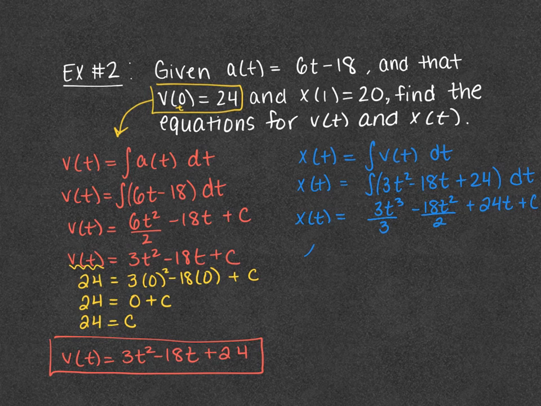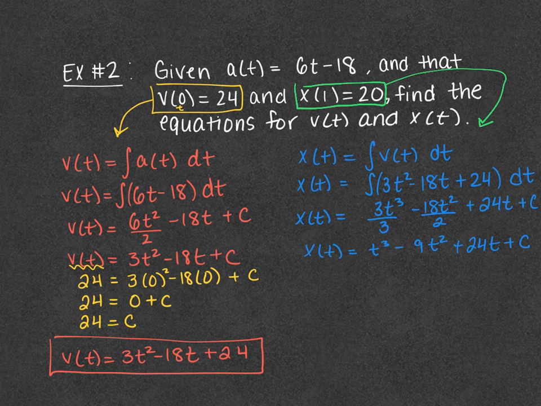So I can simplify a little bit. My x of t is t to the third minus 9t squared plus 24t plus c. To find this c value, I need to use the x of t information, which is here. So I want to now use this information to help me with this one. The 1 is my t, and the 20 is going to be my x of t. So x of t is 20, and everywhere I see a t, I'm going to put 1.